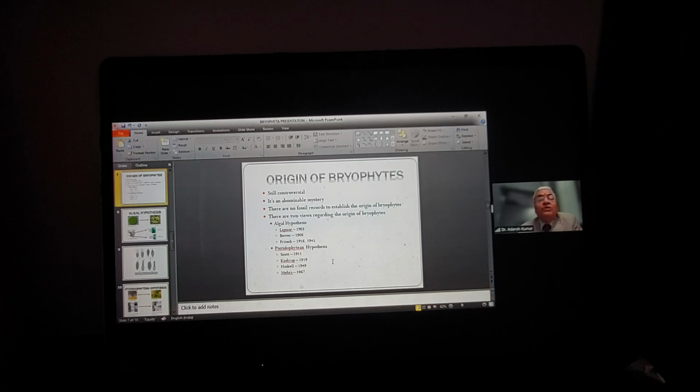There are two views regarding the origin of bryophytes. One is the algal hypothesis proposed by Lignier 1903, Bower 1908, and Fritsch 1916 and 1945. The other school of thought believed that bryophytes evolved from the pteridophytes by descending. So this is called the pteridophytean hypothesis. The supporters of this theory are Scott 1911, Kashyap 1919, Haskell 1949, and Mehra 1967.